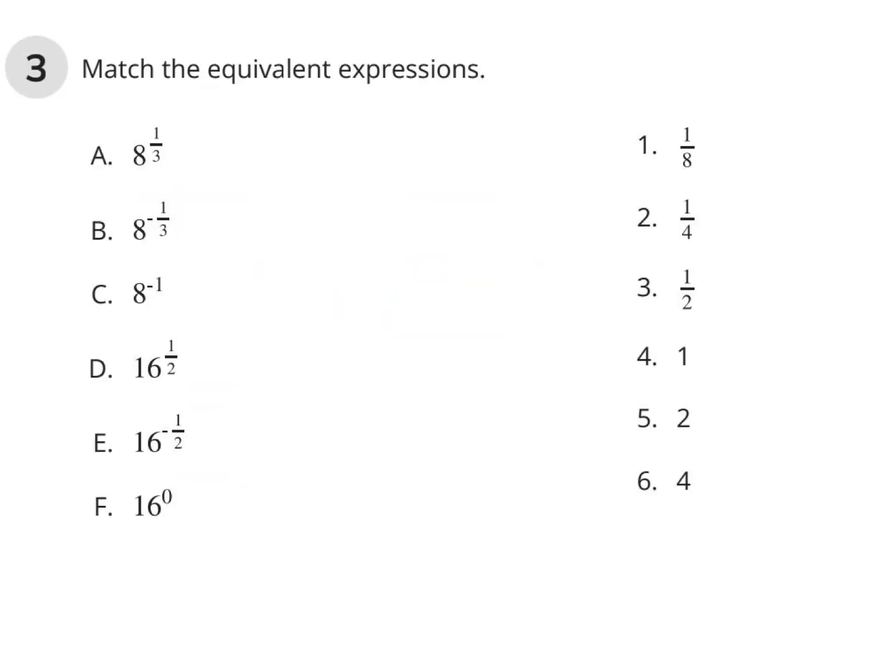Okay, in this one, match equivalent expressions. So for A, the cube root of 8 equals 2. So that leaves us with A is 5. The negative 8 to the negative 1/3 is 1 over the cube root of 8, which is 1 over 2. So B goes with 3.